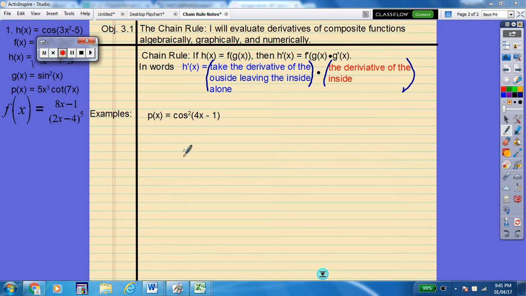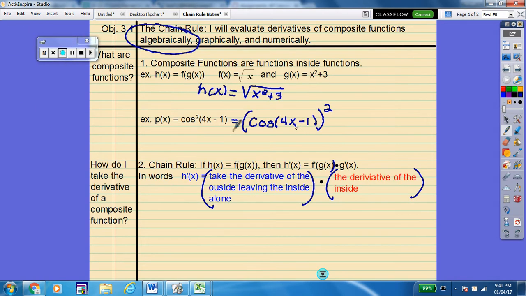Okay, this last example I'm going to go over is really the same problem that I introduced in video 1 when I showed you an example of a composite function. And so that's really what we're going to go ahead and take the derivative of.